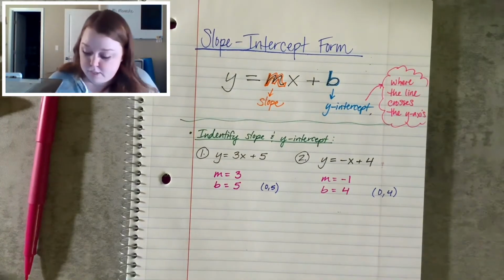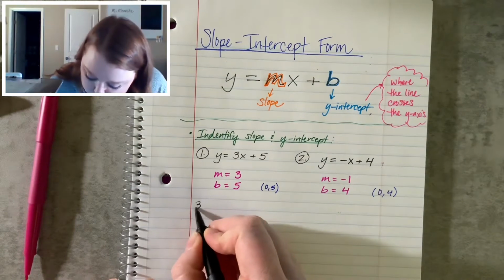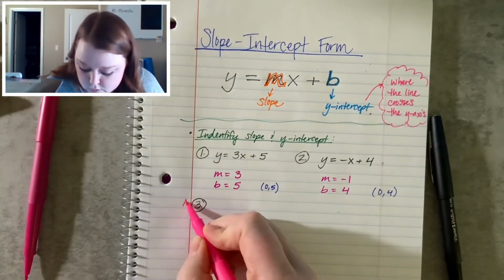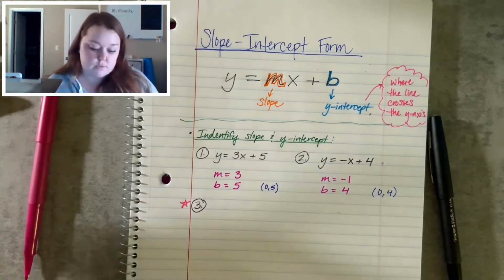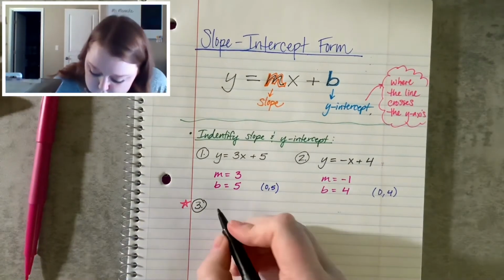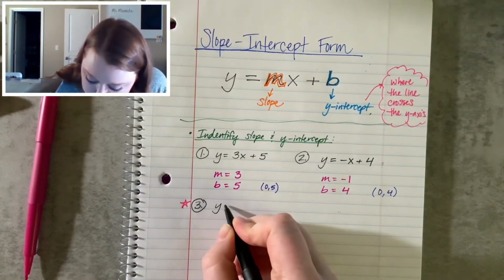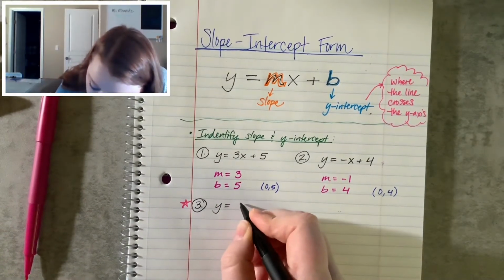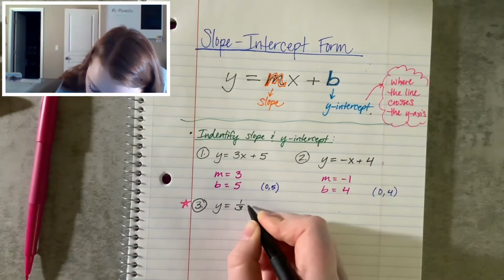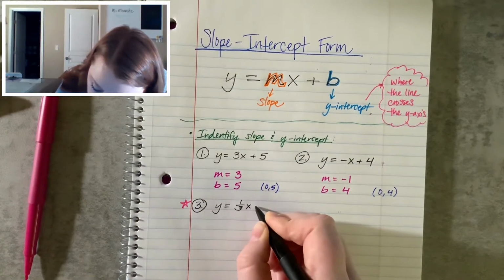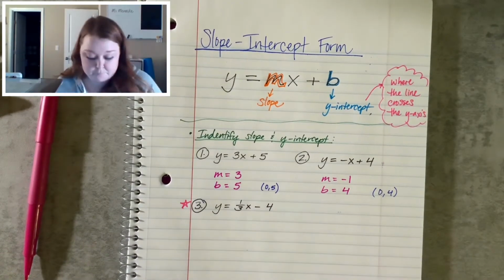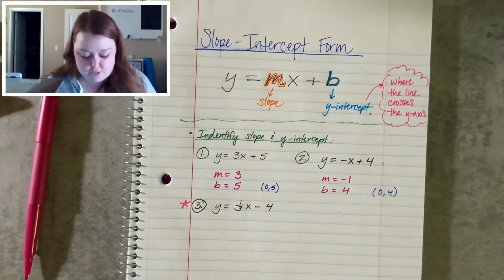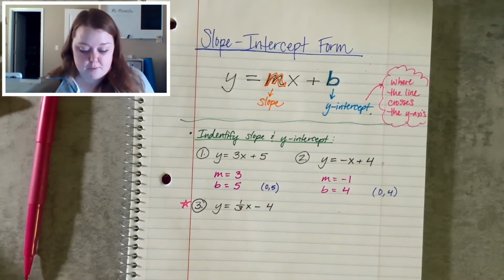Okay. Now, number 3 right here is going to be an entry task question. Entry task question right there. So here's your equation. Y equals 1/3 x minus 4. Y equals 1/3 x minus 4.